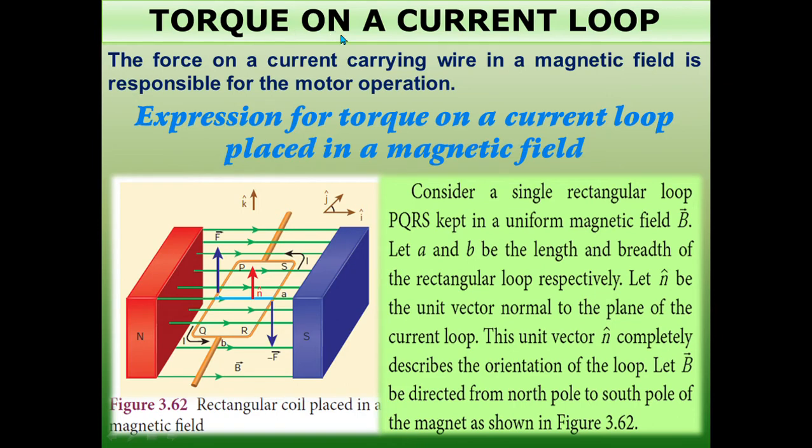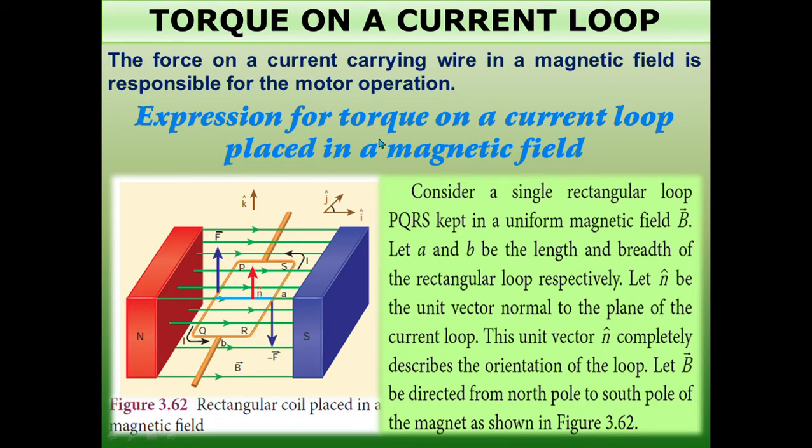Torque on a current loop. Once again, torque on a current loop. What is meant by torque? Torque is nothing but force acting at a perpendicular distance. Here, the force on a current carrying conductor, this loop called the armature, is placed in between two powerful magnets. So the force on a current carrying wire in a magnetic field is responsible for the motor operation. This is based on the motor operation.